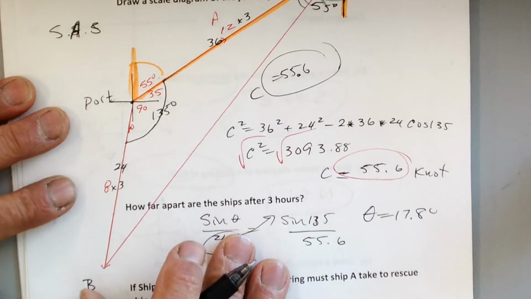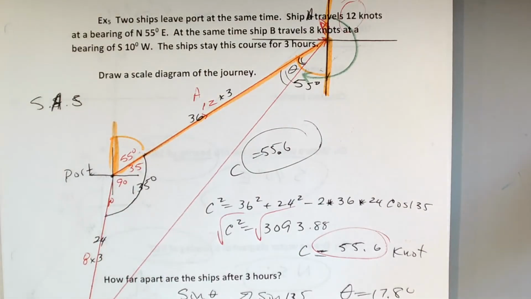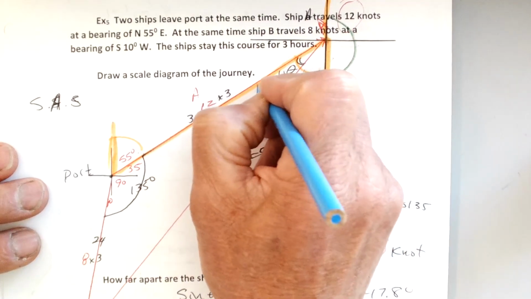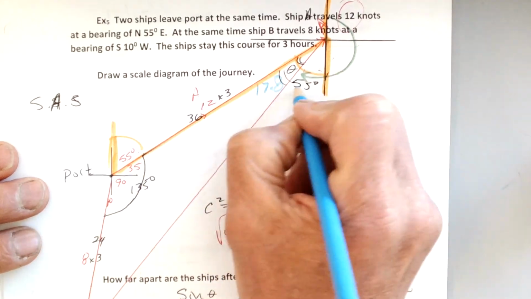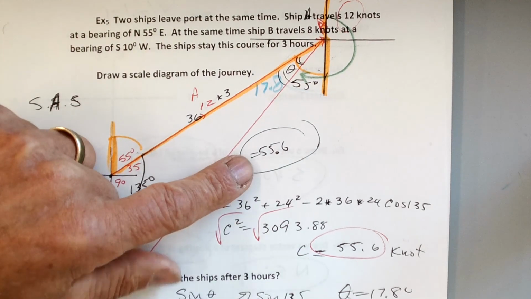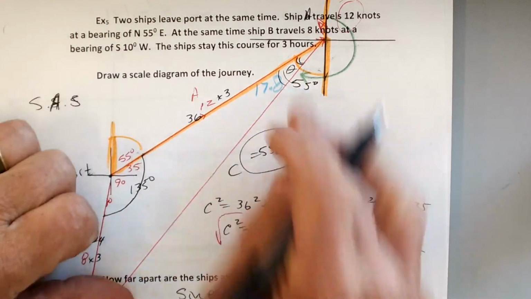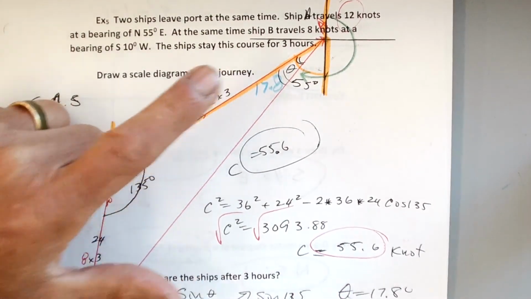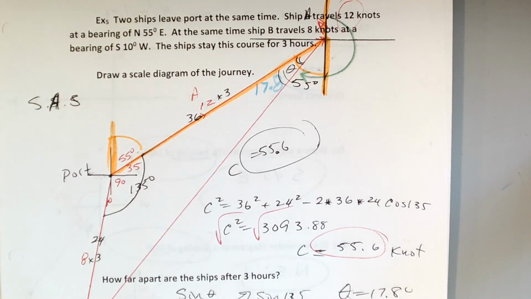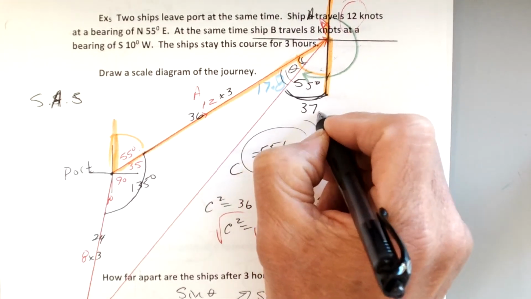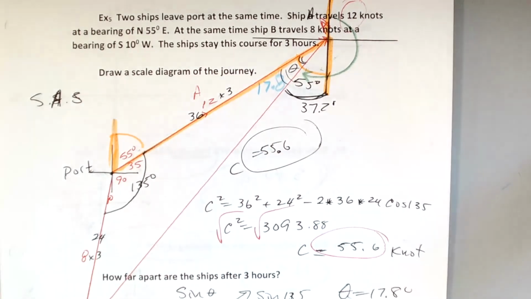Okay, now let me go back to my drawing. This angle here is 17.8. The whole angle is 55. Let me subtract the two angles: my 55 degrees, that's the whole thing, minus my 17.8 degrees. I get 37.2. So that means this angle here is 37.2 degrees. So what's my bearing?